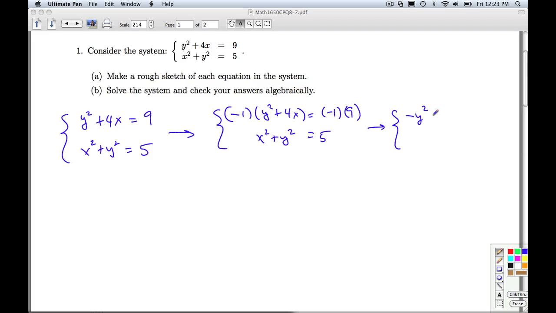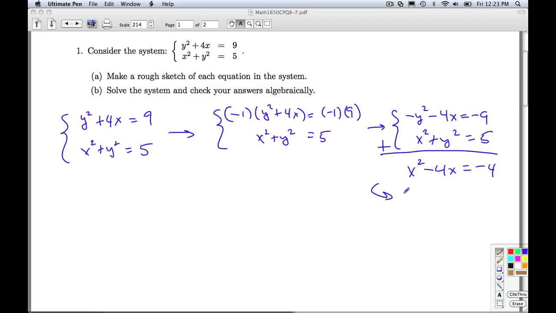So I get -y squared minus 4x equals -9. x squared plus y squared is 5. I can go ahead and add those equations up. The y's drop out. I get x squared minus 4x equals -4. I turn that around and I get x squared minus 4x plus 4 equals 0. I factor that. It turns out to factor extremely nicely, and I get x equals 2.